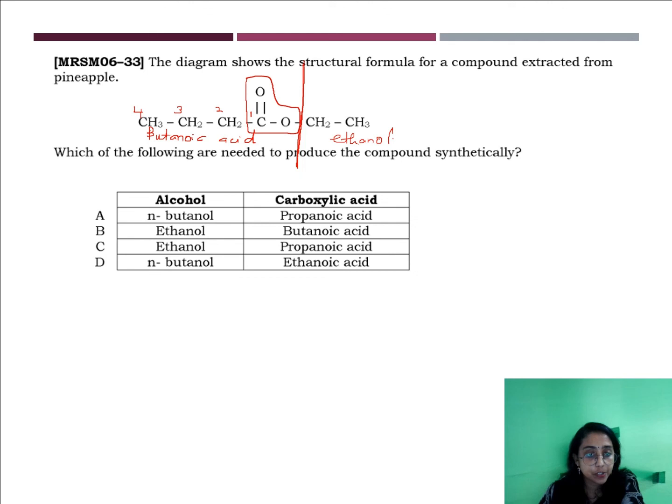So now let's choose the respective alcohol. The alcohol should be ethanol. It's going to be B or C, but based on the carboxylic acid, which is butanoic acid, the answer is B.